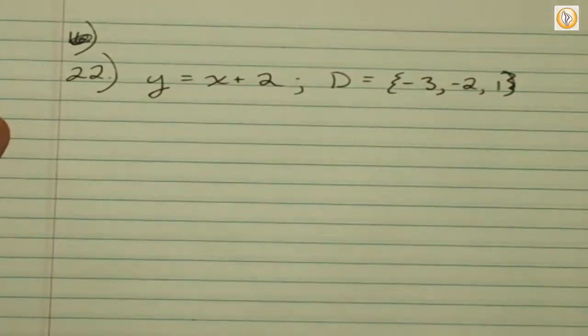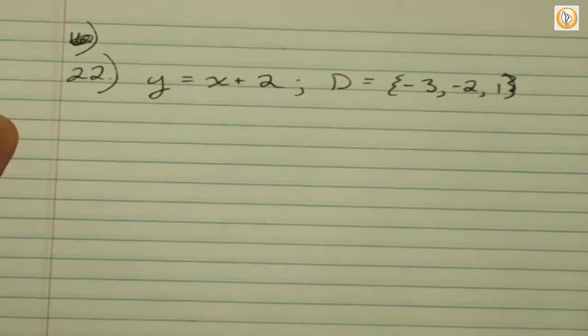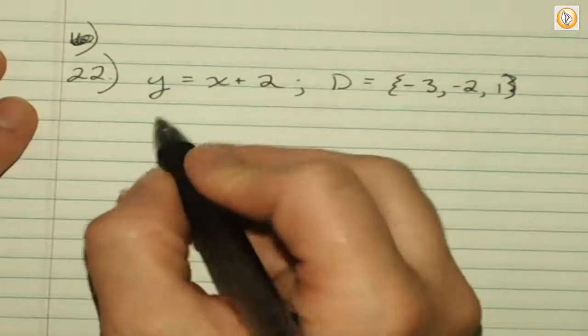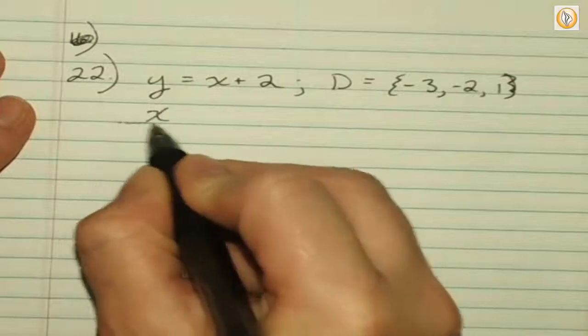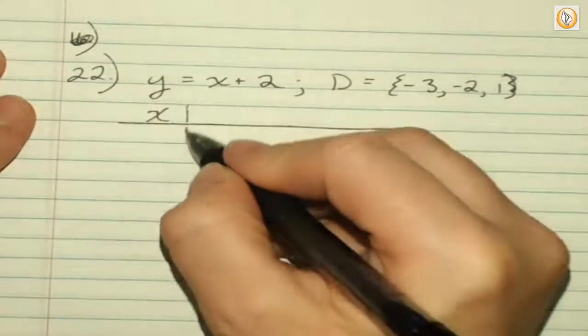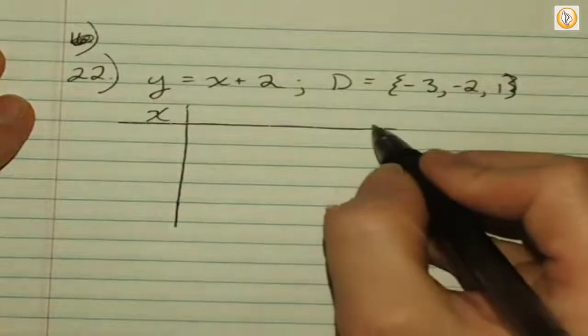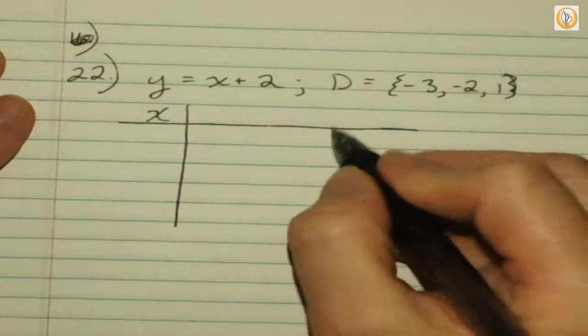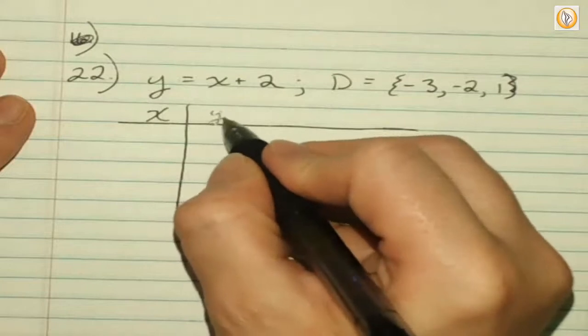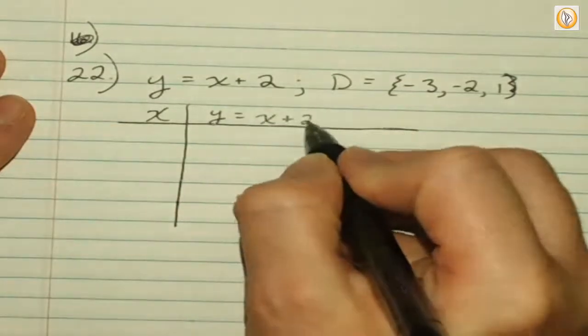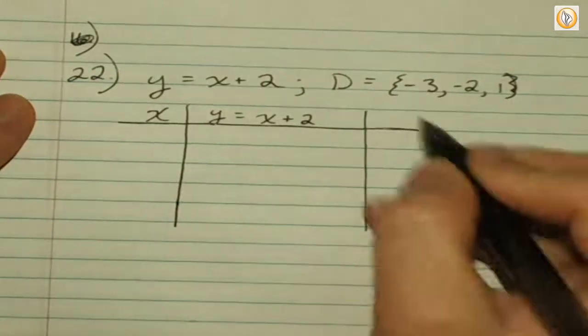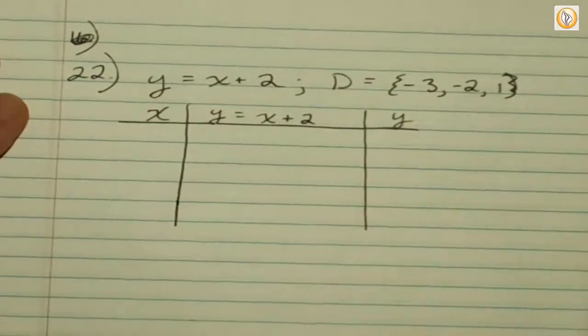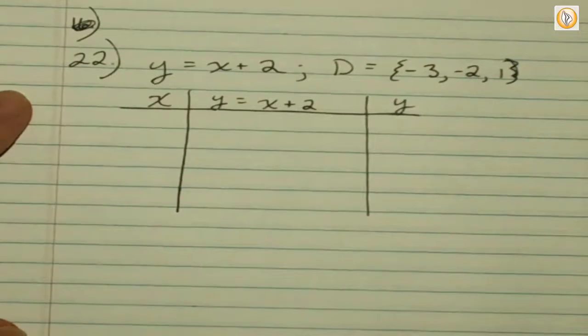Okay, so what I tell my students, we're looking for the Y again. You can set this up as a table, in fact. So I would have my X on one side, my equation is going to go in the middle, and my Y is going to go here. You don't have to do it this way, but it helps.